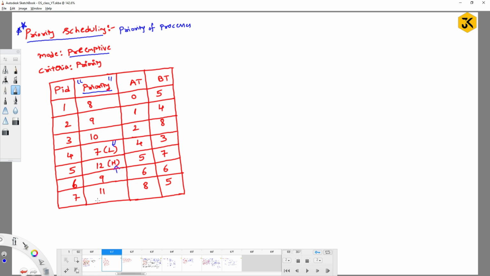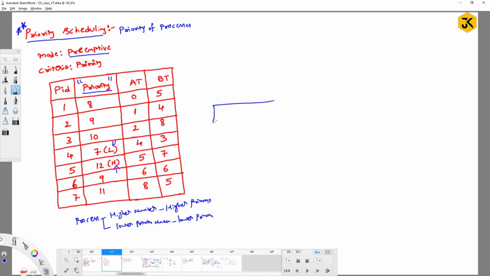I mean, when a process has a higher number, it has higher priority. When a process has a lower priority number, it is going to have lower priority, right? There might be a converse case that we have seen in the earlier videos, right? So without wasting any delay, we'll go with the Gantt chart.